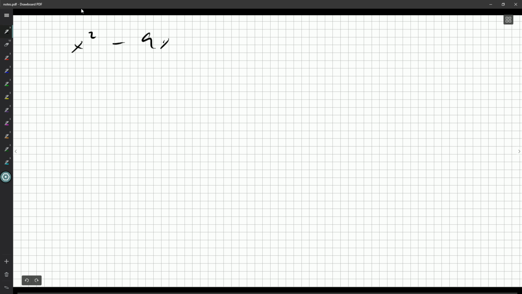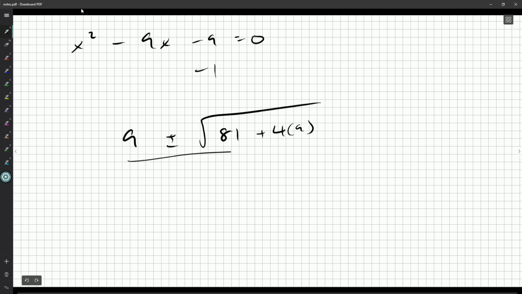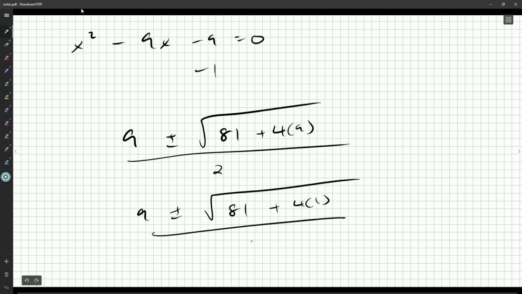x squared minus 9x minus 9. Do we get roots there? Or if it's minus 1? I checked the biggest B can be for a given A. What about the smallest? So, we'll do a quick check with those. 9 plus or minus the square root of 81 plus 4 times 9, all over 2. And 9 plus the square root of 81 plus 4 times 1, all over 2.